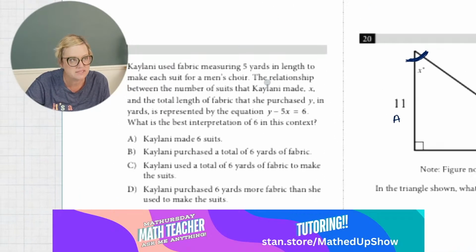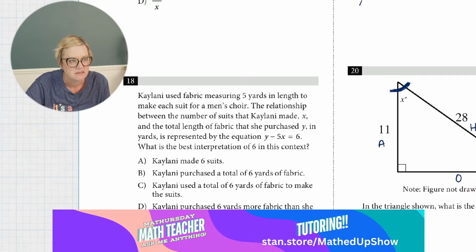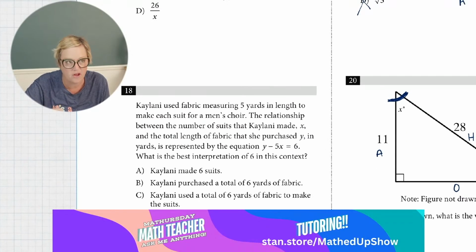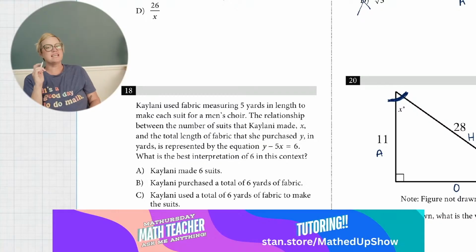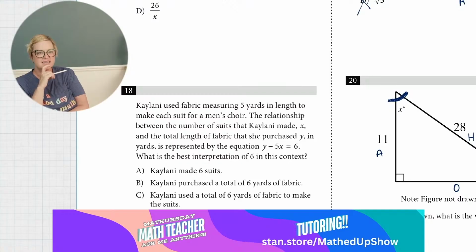Ooh, okay, so let's take a look at this. Oh man, standardized tests, they love questions like these, especially the SAT and ACT. They really love these.